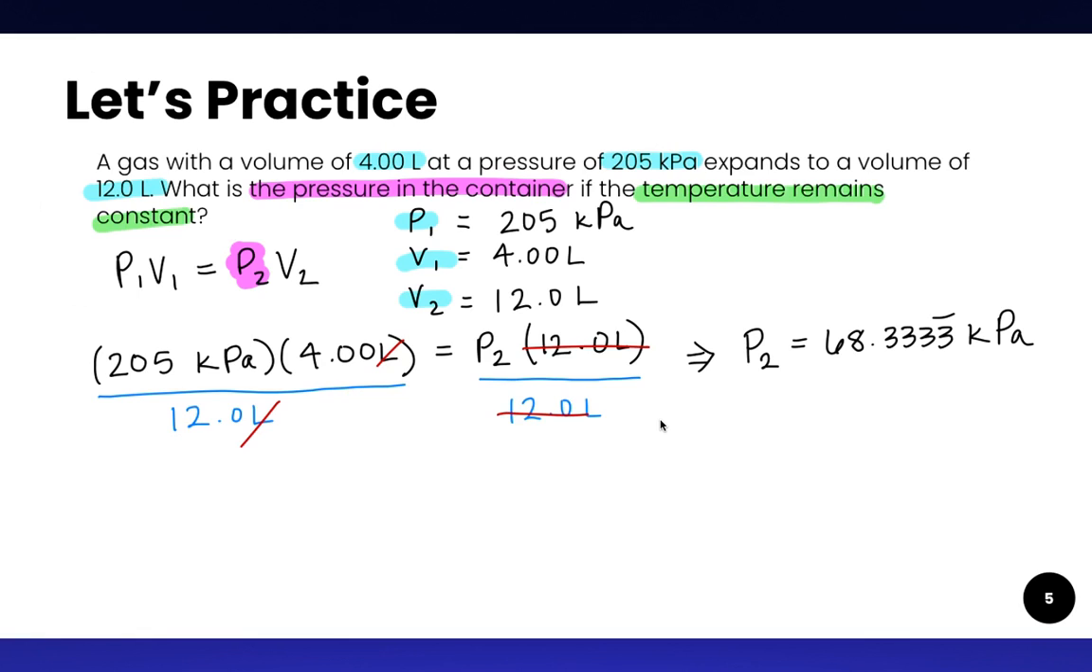I can have 3 significant figures in my answer. So my final answer will be 68.3 kilopascals.